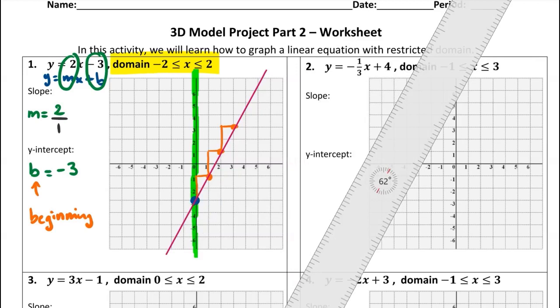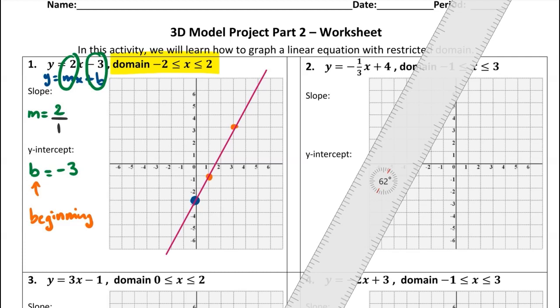Now I want you to use the eraser. Erase all the steps. You just want to keep the line, maybe the dots. Now, what is the domain? From -2 to 2, x between -2 and 2.